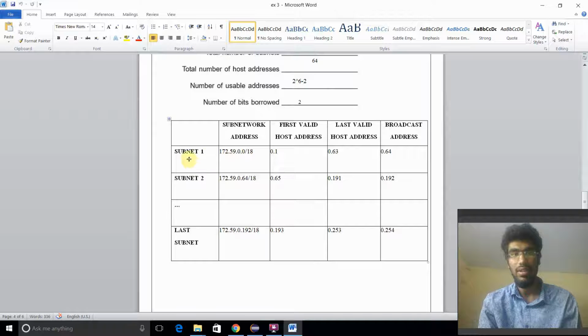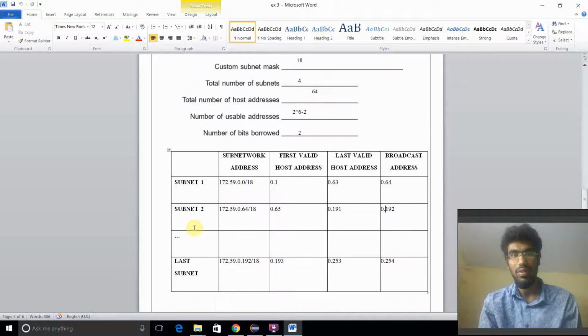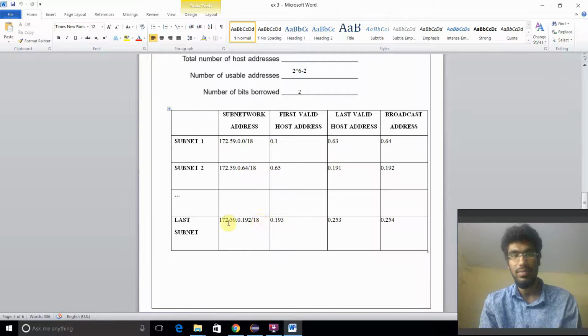And for subnet 1, the subnetwork address is 172.59.0.0 and the first valid host address is 0.1 and the last valid host address is 0.63 and the broadcast address is 0.64. And for subnet 2, the subnetwork address is 172.59.0.64 and the first valid host address is 0.65 and the last valid host address is 0.195 and the broadcast address is 0.192. Likewise, we need to calculate up to 4 subnets.